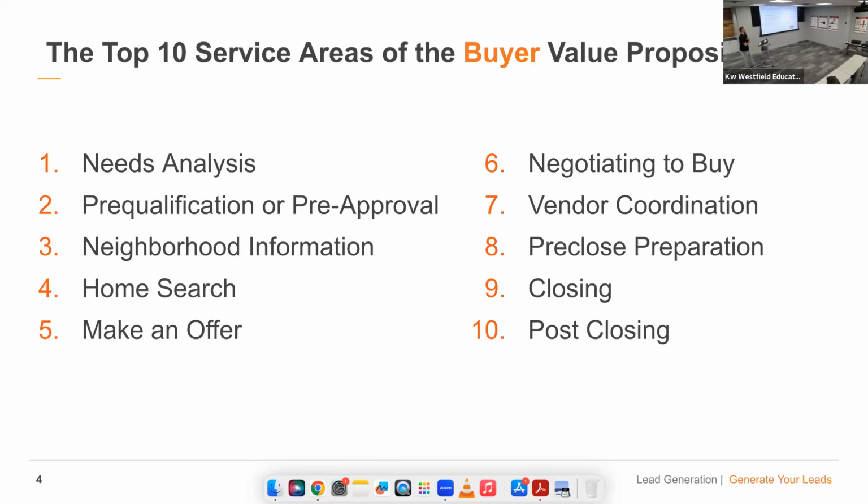Number 5, make an offer. Again, your client's going to want to know you're able to walk them through the process of making an offer. You understand your documents. You understand negotiating. You have a question? So, just the see it first program concept.